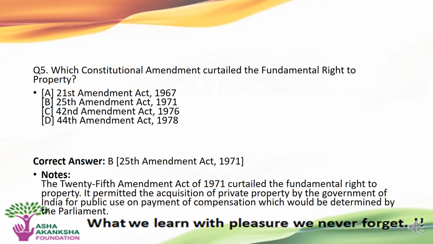The next question is, which constitutional amendment curtailed the fundamental rights to property? Options are A, 21st Amendment Act 1967, B, 25th Amendment Act 1971, C, the 42nd Amendment Act 1976, or option D, the 44th Amendment Act 1978. The correct answer to this question is option B, that is the 25th Amendment Act 1971 curtailed the fundamental rights to property to every citizen of the country.